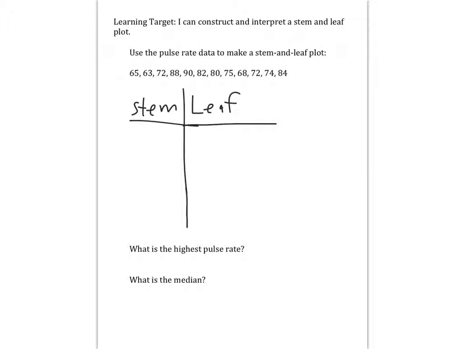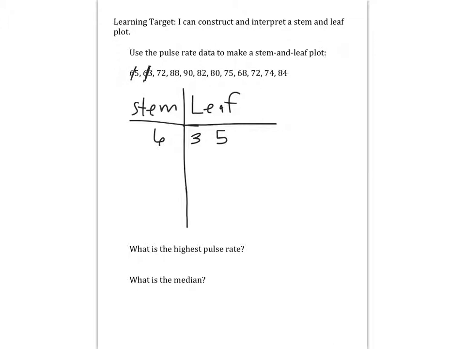So now we're going to list the data in our stem and leaf plot. We're going to look at the lowest number, and that lowest number is 63. So I'm going to put a 6 on the stem side, and then on the leaf side, I'm going to put the 3. So this represents 63. Now I'm going to cross that out. Now the next highest number is 65, so I'm going to put a 5 over on the leaf side.